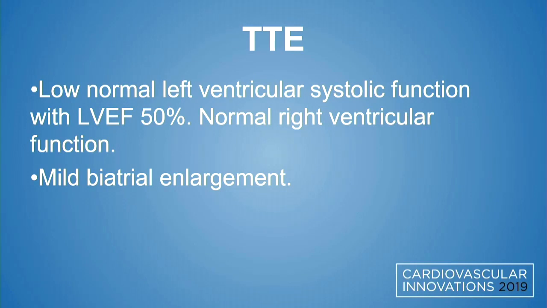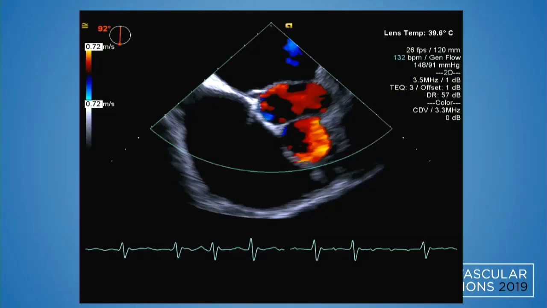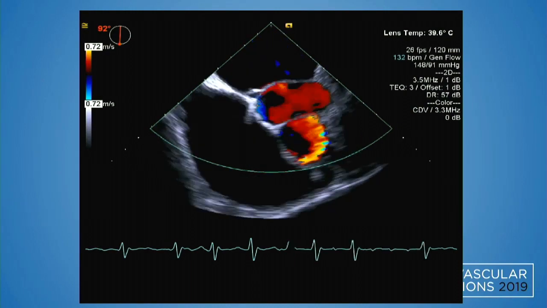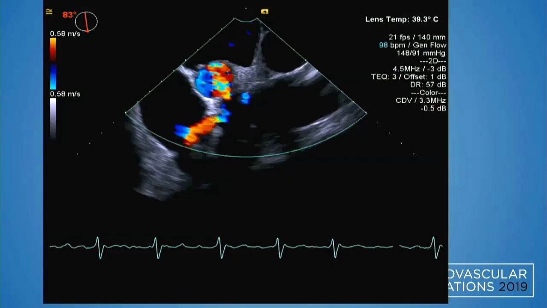But the striking finding for him was, we can see here in this TEE mid-esophageal short axis view, there is a 4 by 4 centimeter vascular structure adjacent to the aorta. As we can appreciate in this clip, there is a flow from this vascular structure to the right atrium. As well, we can appreciate in the bicaval view, there is Doppler flow.